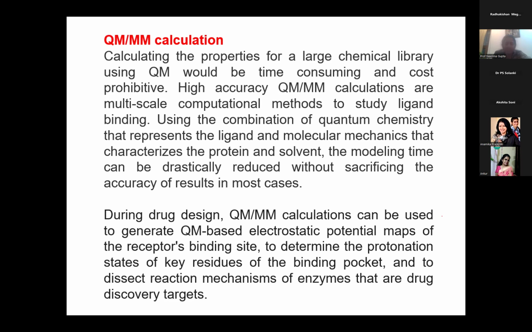During drug design, QMMM calculations can be used to generate QM-based electrostatic potential maps of the receptor binding site, to determine the protonation state of key residues of the binding pocket, and to dissect reaction mechanisms of enzymes that are drug discovery targets. So nowadays, the robust drug discovery softwares, which have automated built-in features, have these QMMM methods built in.